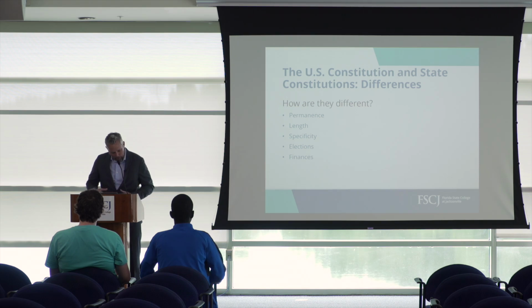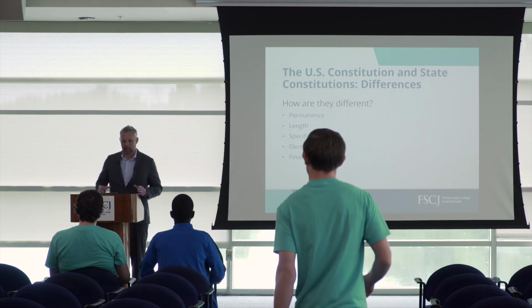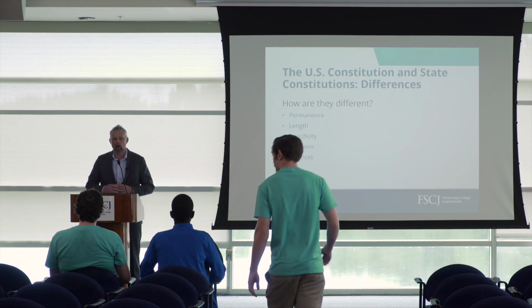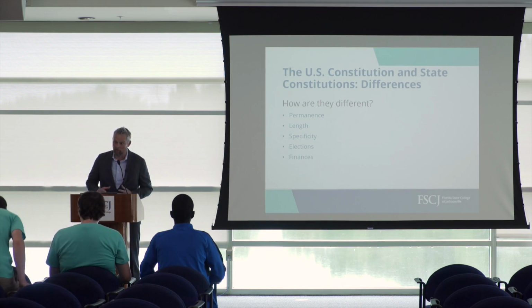One of the other ways in which constitutions differ is in their length. Our U.S. Constitution is very, very short relative to the state constitutions. In fact, most state constitutions are 12 times longer than the U.S. Constitution, okay? But no state, just as a fun little exercise, has a longer state constitution, not even close, than the state of Alabama.